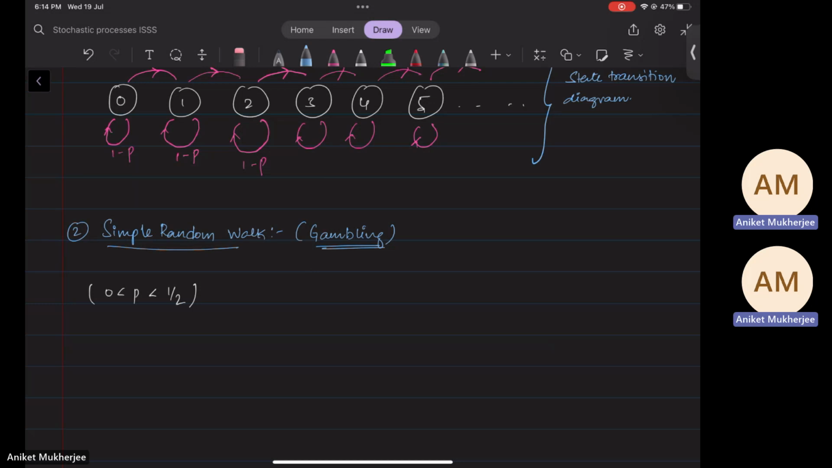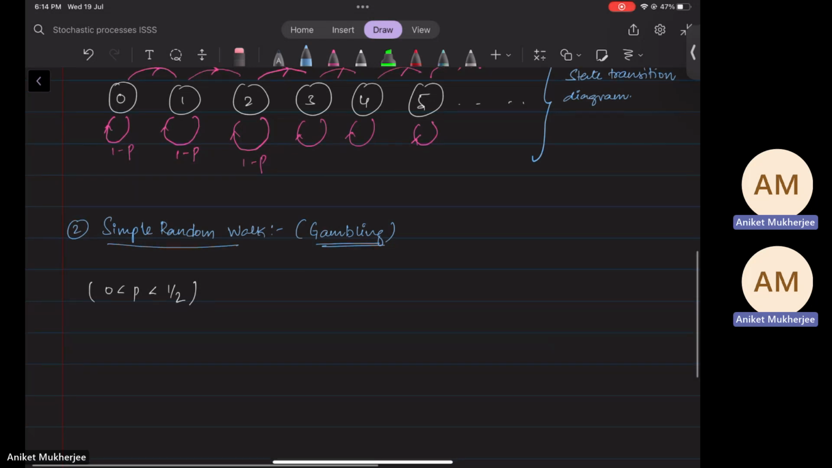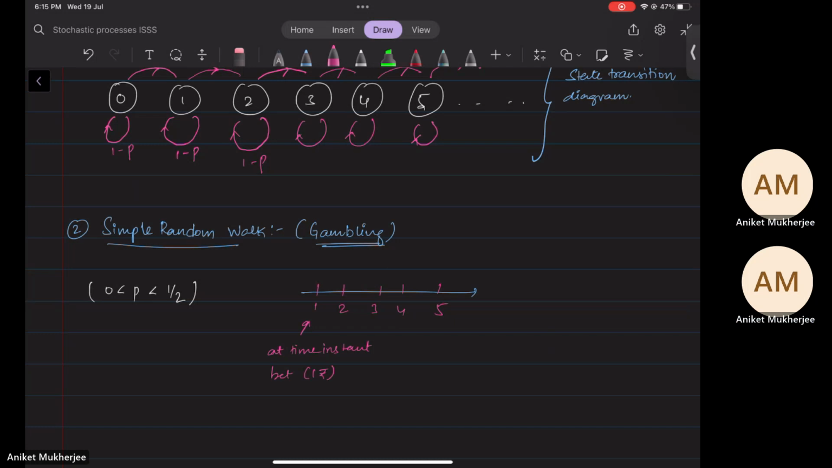So basically, each time you bet one at each time instant. So you have time instance 1, 2, 3, 4, 5. At each time instant, you bet $1, 1 rupee, right? So when you bet 1 rupee, with probability p, you win 1 rupee, and with probability 1 minus p, you lose 1 rupee.